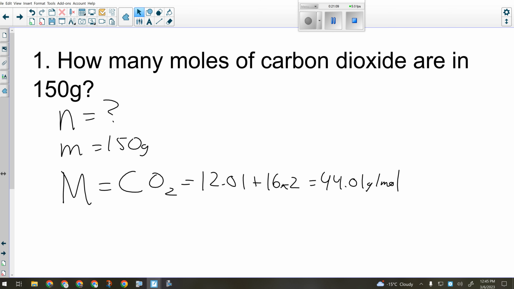Okay, everybody with me so far? All right, so I'm looking for N. The mole equation says that N equals little m over big M, and I have both of those things, so all I have to do is plug in my numbers. They told me the mass was 150 grams divided by 44.01 grams per mole.